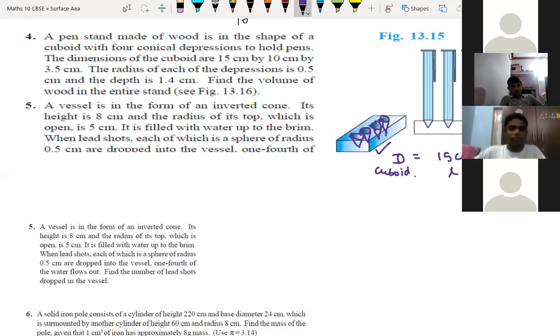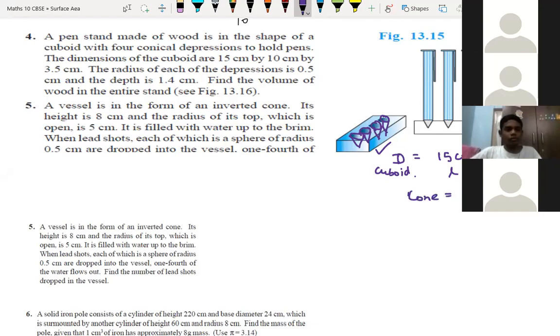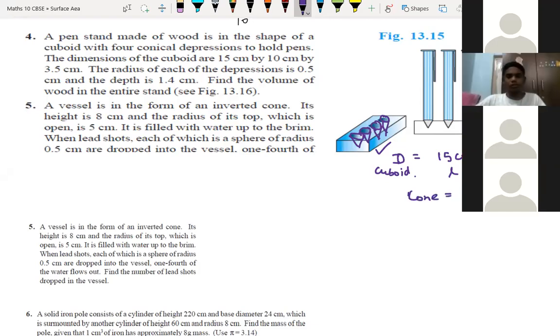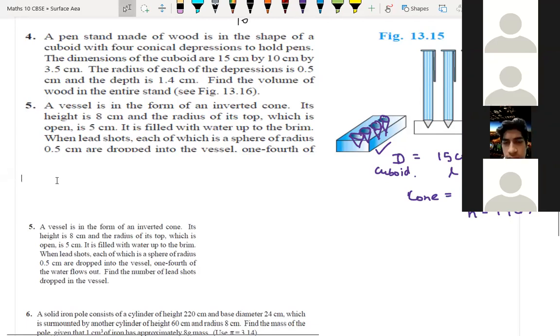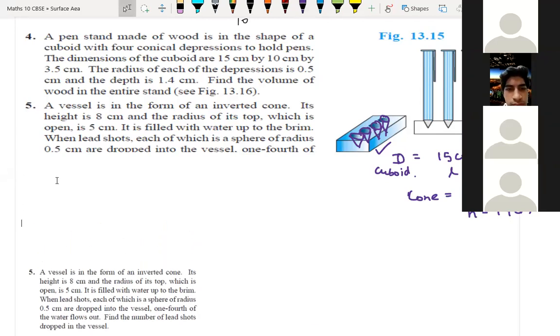Now the cone part. The cone radius they have given is 0.5 centimeter, and the height of the cone is 1.4 centimeter. So we need to find the volume of wood in the entire stand. How to find the volume of wood?